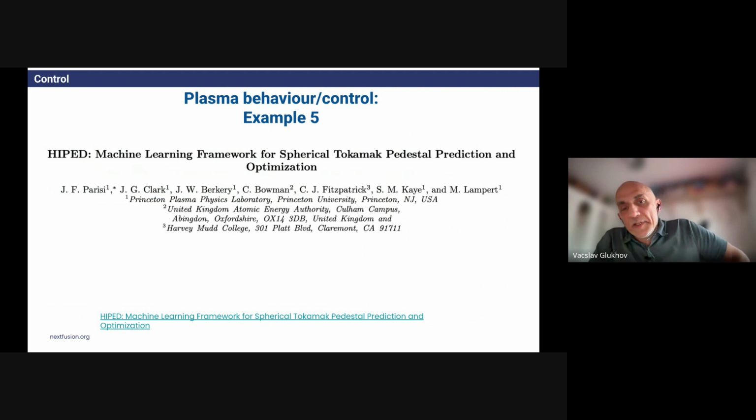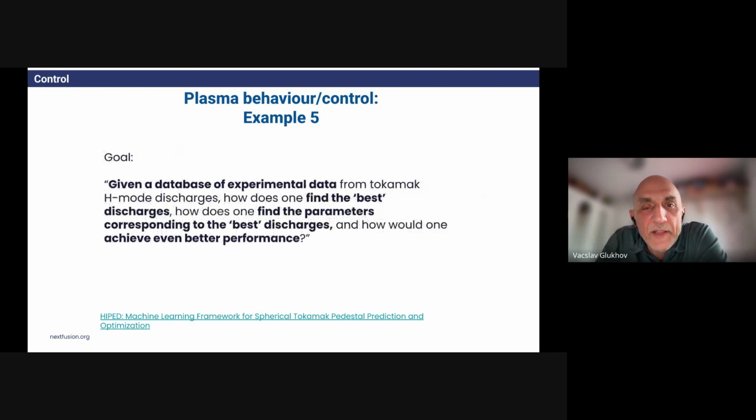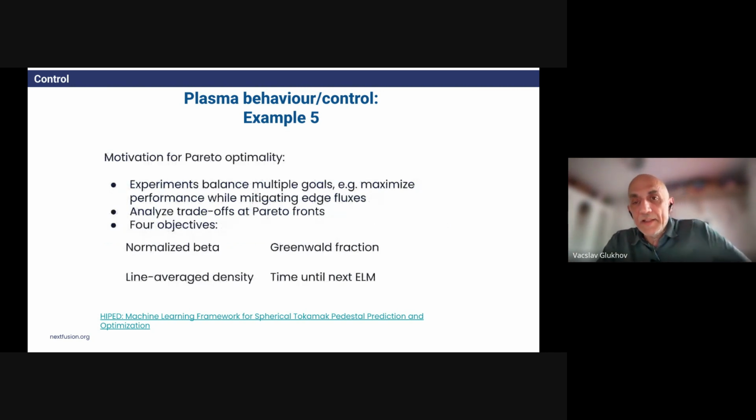So the last, very fresh paper from last week: a machine learning framework for spherical tokamak pedestal prediction and optimization. What I like about this paper is that they search for Pareto optimality using a purely data-centric approach. Given a database of experimental data, find the best discharges, find the parameters corresponding to these best discharges, and then work out how we can extend further experiments to make it even better. So that's what they are trying to optimize.